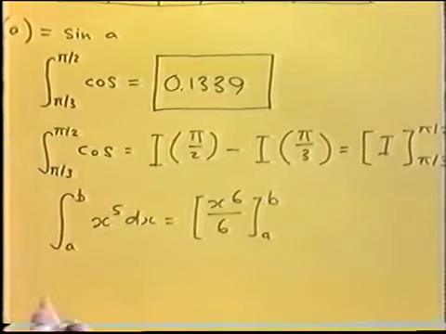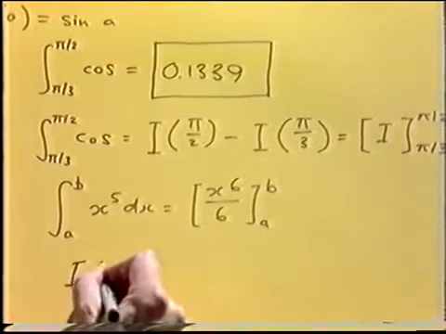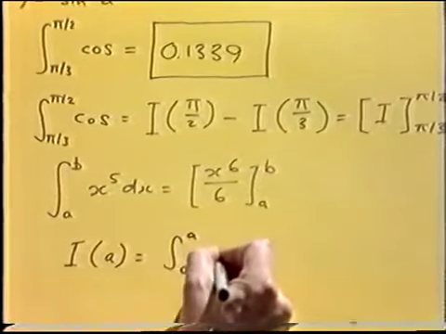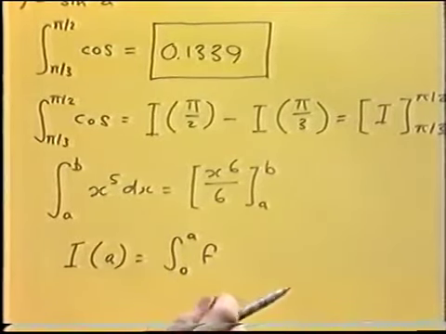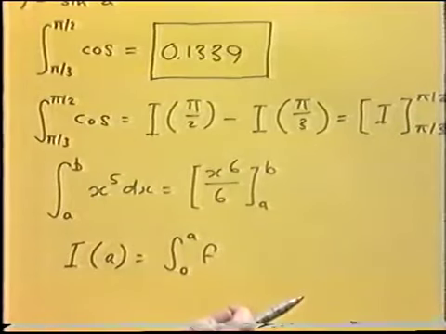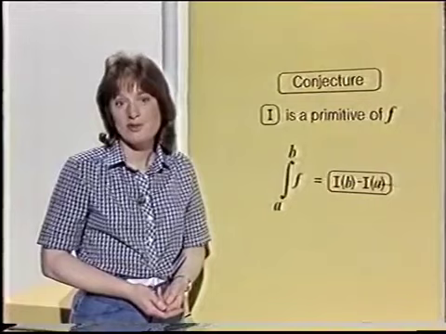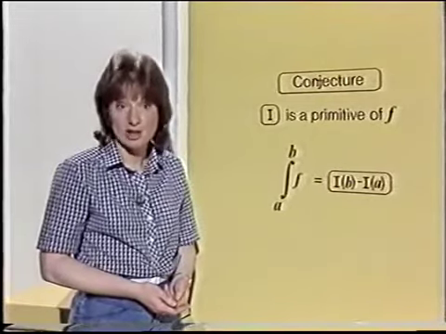So in each case, the integral from 0 function of a function f is the primitive of the function we started with. Is this a general pattern? Well, let's use those two special cases to make a conjecture.